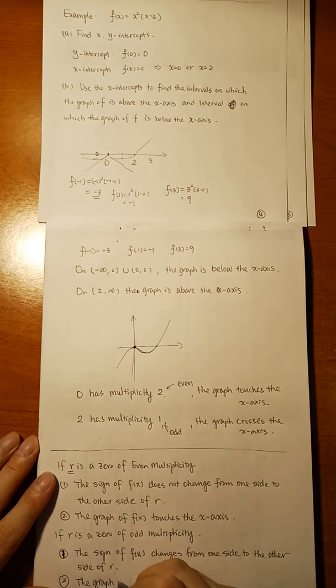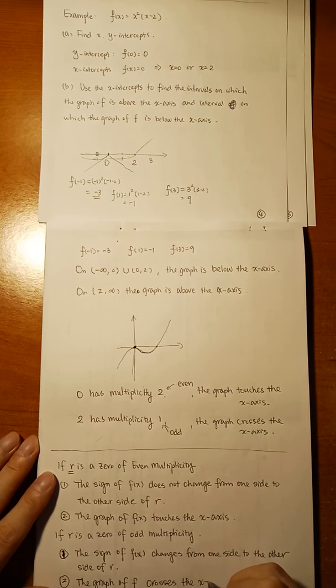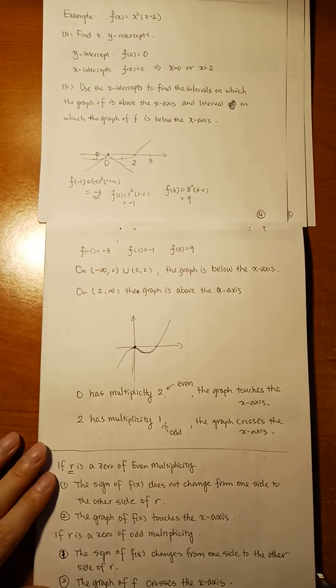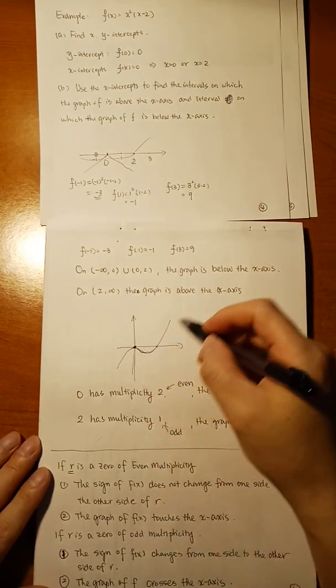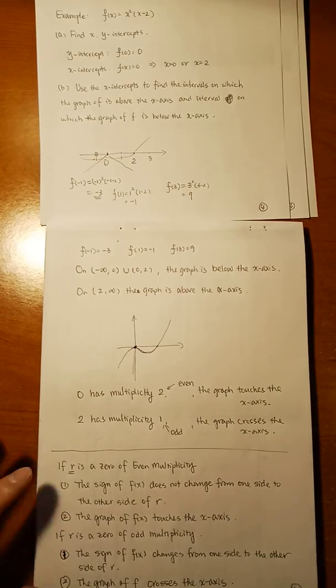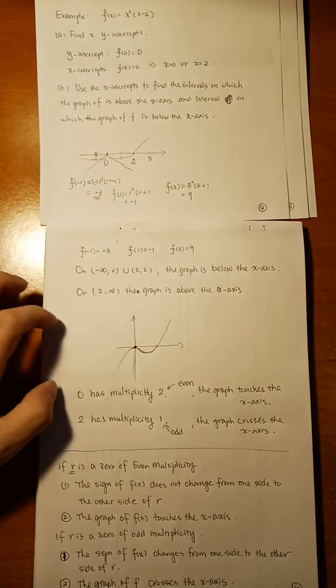The graph of f crosses the x-axis. So you just understand this property based on this example.